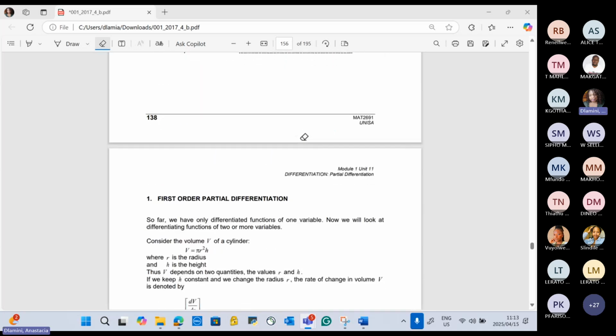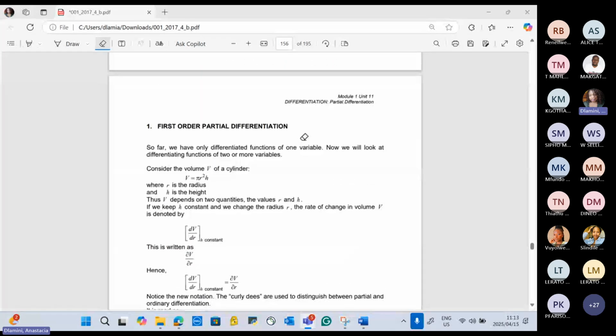So they mean that so far we have only differentiated a function with one variable. Do you agree? Yes or no? Yes, ma'am. And even with parametric equations, you had parametric equation where you had x, okay?